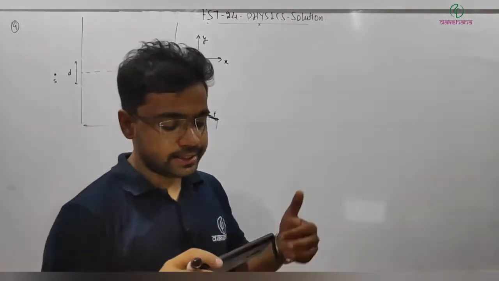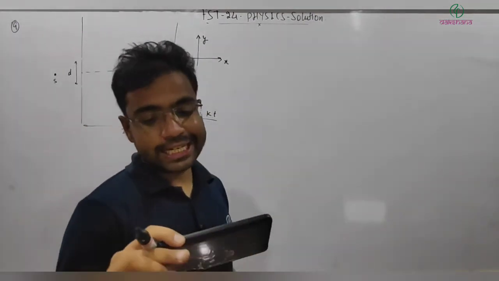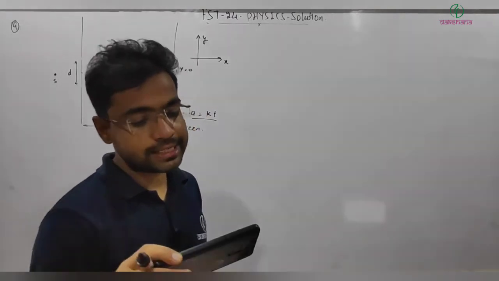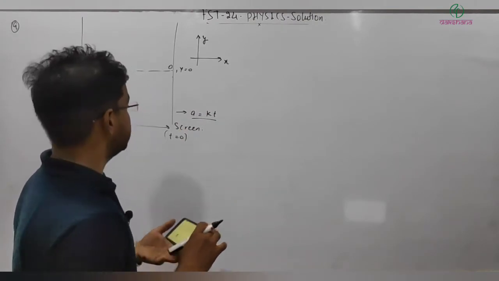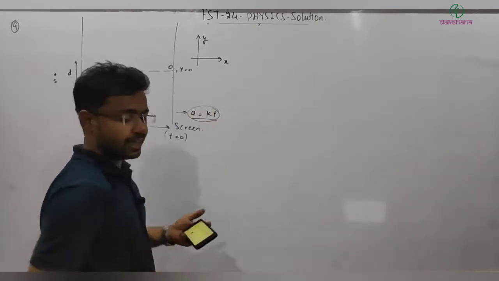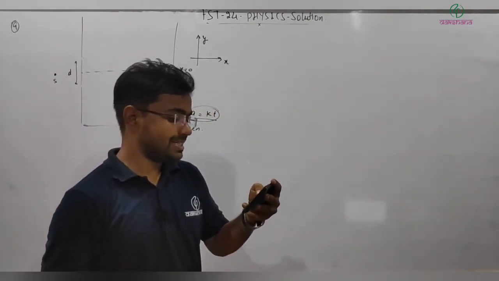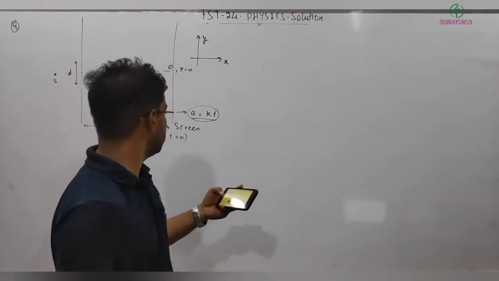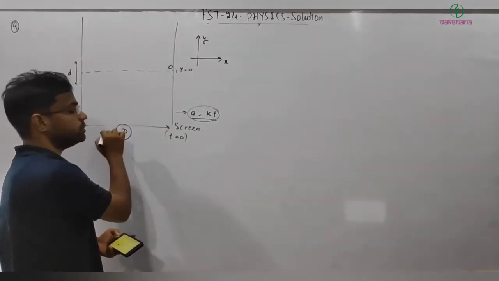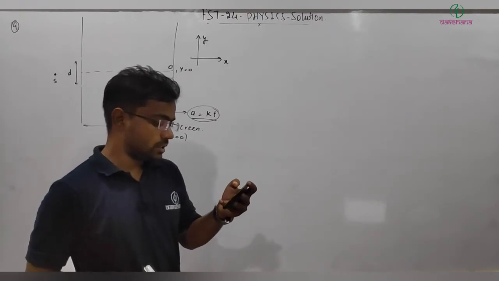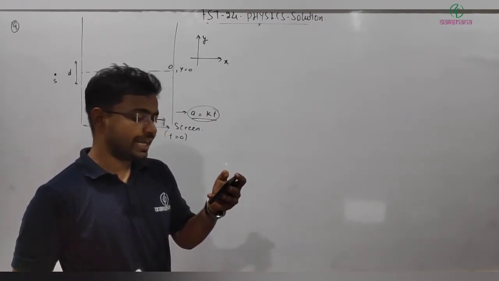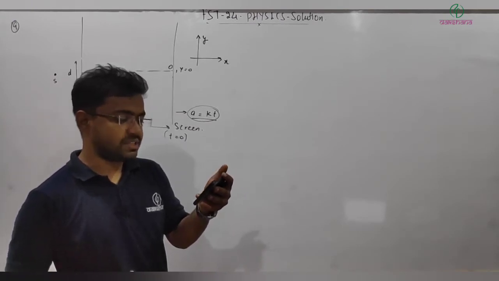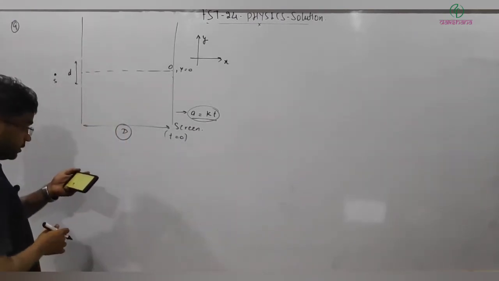Consider the YDSE arrangement as shown. The screen in the arrangement starts accelerating from rest in the positive x direction with acceleration a given by k into t, where k is some positive constant and t is the time, and at t equal to 0 the position of the screen is at distance D. Based on this, it's asking how the rate of change of fringe width R for the fringe pattern on the screen varies with time.